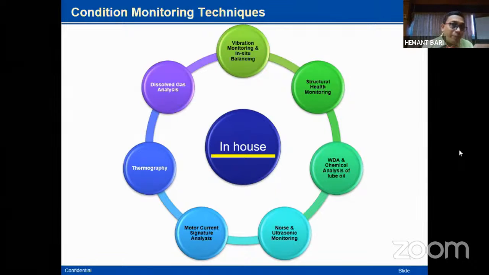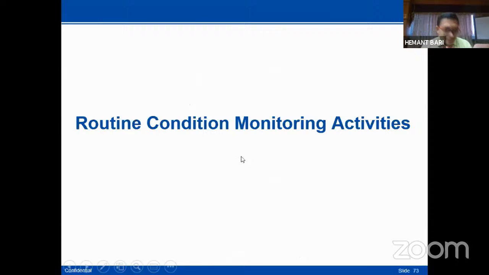So as a board member of Condition Monitoring Society of India, it's my prime responsibility to guide the people who are really interested in the condition monitoring field. So these are the various techniques. I will show just photographs of each and every technique. These are the techniques which are done during the routine condition monitoring activities.